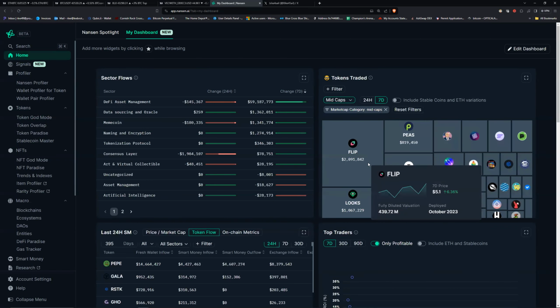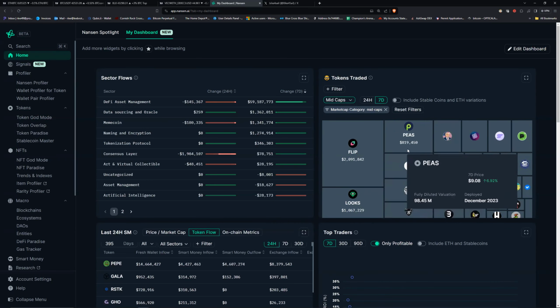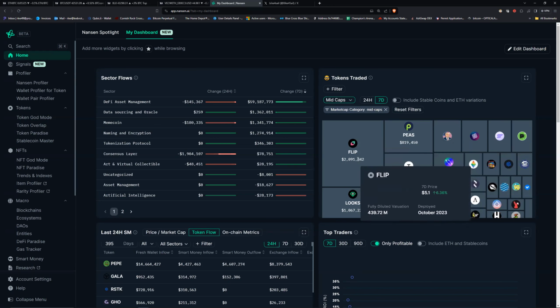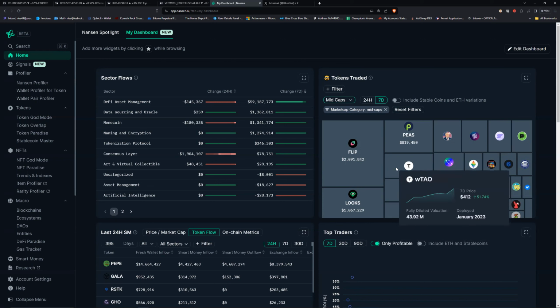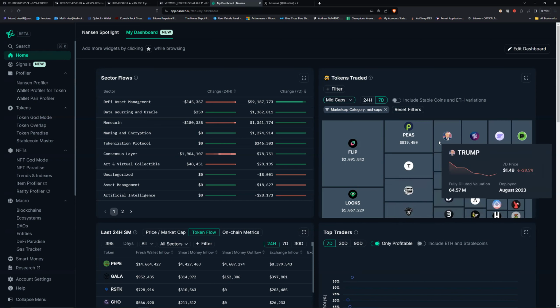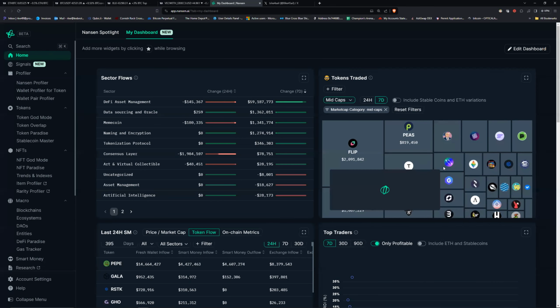And here are the mid caps. Of course, everybody knows has been doing real well. Flip, I've seen popping up a lot lately. Troll did well, but it dropped a lot. Of course, W Tau, the wrapped version of Tau, is going to do well because Tau is.